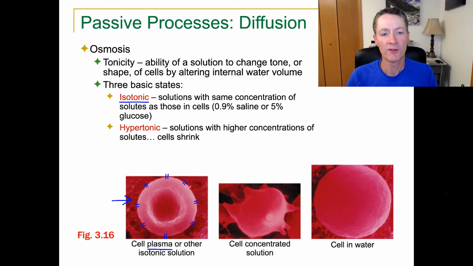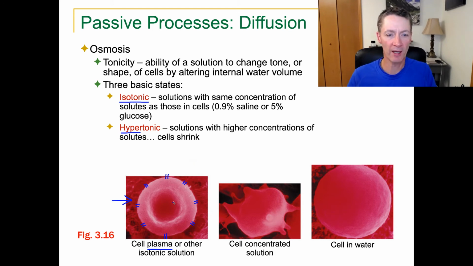Now, what if a cell was in a hypertonic solution? Okay, so this is saying that there's more of something, right? Hyper. If you're hyper about something, you're more excited, right? Well, if we talk about a solution that's hypertonic outside of this red blood cell, that would mean that it's saltier. There's more solutes in the solution outside of that cell.